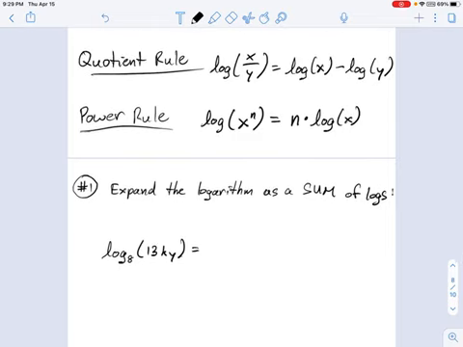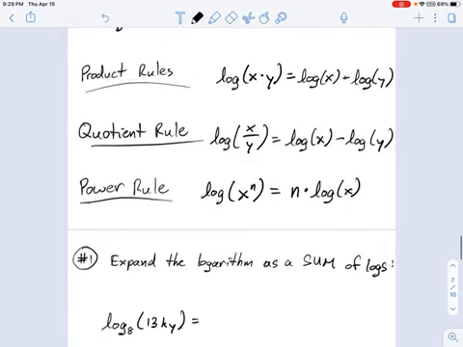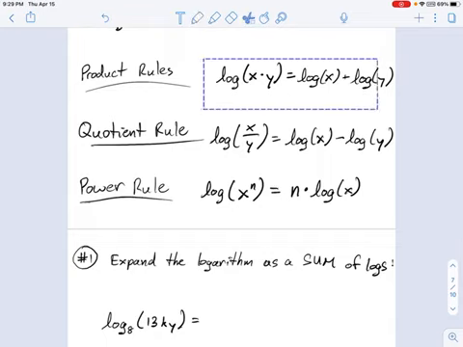So for this first example here, number 1, it says expand the logarithm as a sum of logs. And I have this log base 8 of 13ky. And let's take this as our property that I'm going to use here.